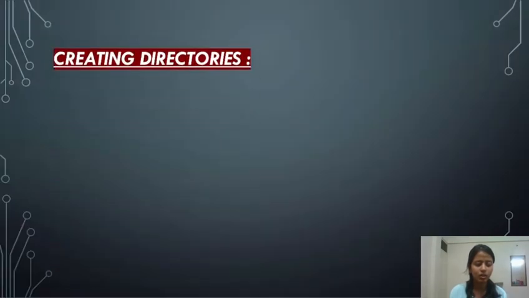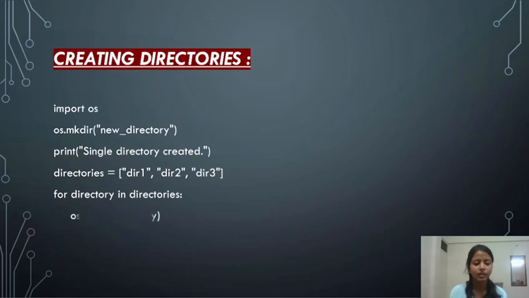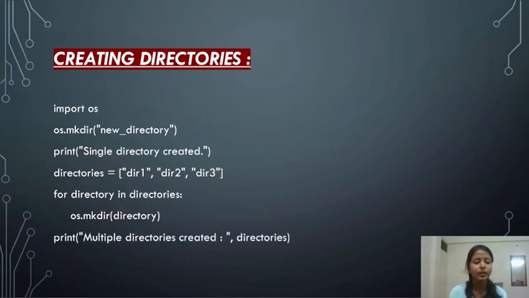Here is an illustration of creating new directories in Python, both for creating a single directory and creating multiple directories at once using the OS module. Import os. os.mkdir(new directory). Print single directory created. Directories = dir1, dir2, dir3. For directory in directories, os.mkdir(directory). Print multiple directories created, directories.